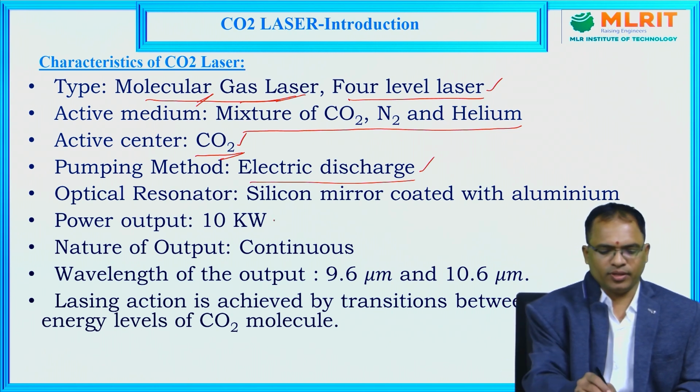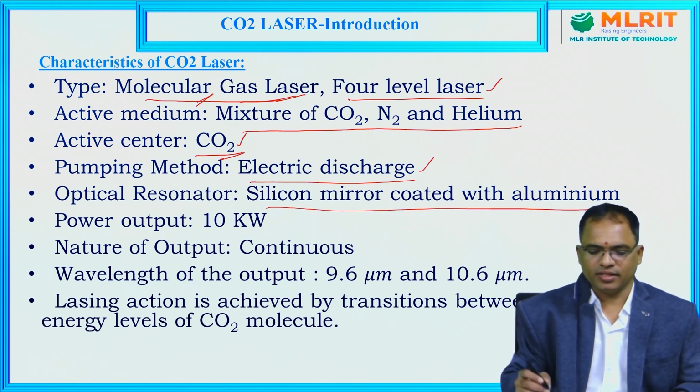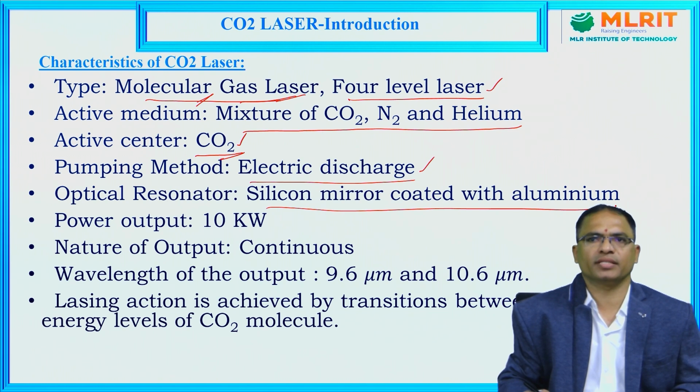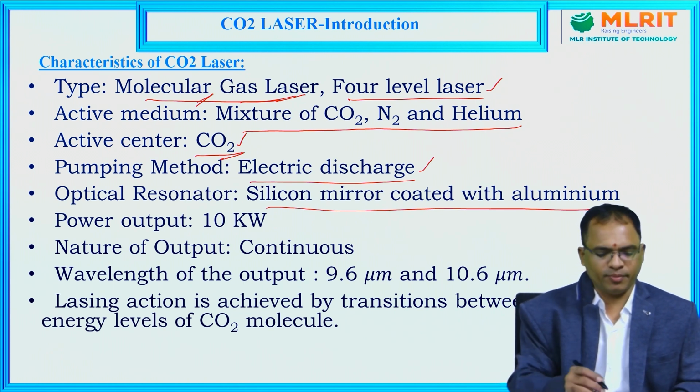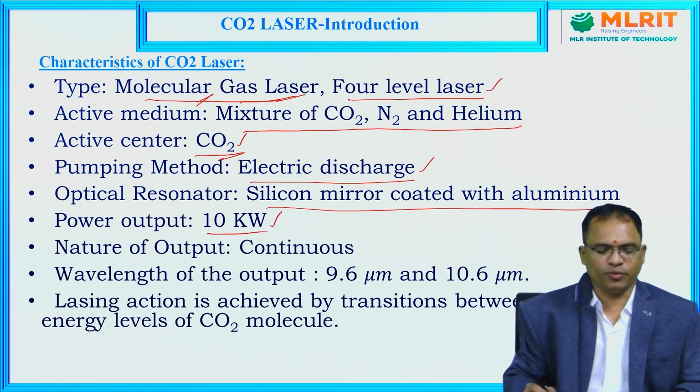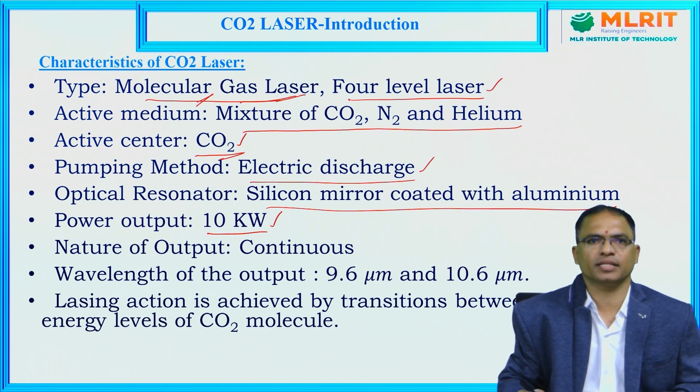And coming to the resonating cavity in this case, so discharge tube on either side of it is fitted with silicon mirrors, with one as 100% reflecting, the other partially transparent. And coming to the output power from carbon dioxide laser is 10 kilowatts. So generally 10 kilowatts is considered as high power. So carbon dioxide lasers, they are available both in low power as well as high power.